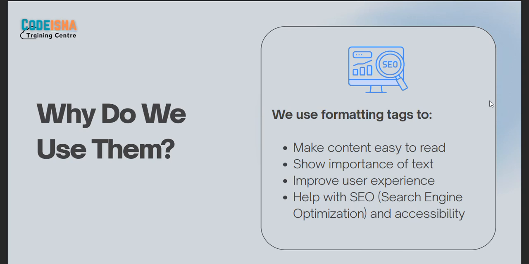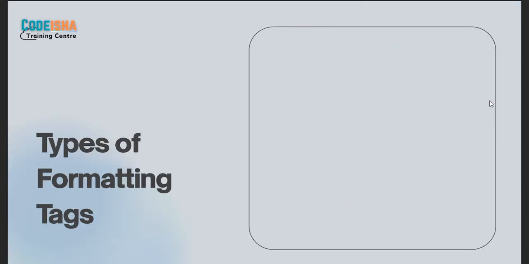So why do we use them? We use these tags to make content easy to read, to show the importance of the text, and also to improve the user experience on whatever we display in the UI part. They also mainly help with search engine optimization and accessibility. So for that we use text formatting tags. Here are the types of formatting tags. Let's see what they are.